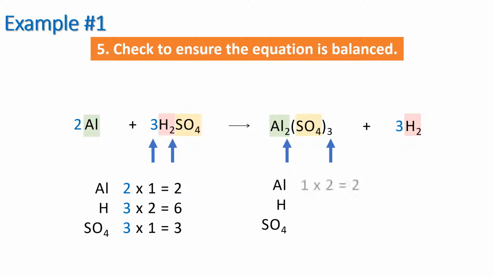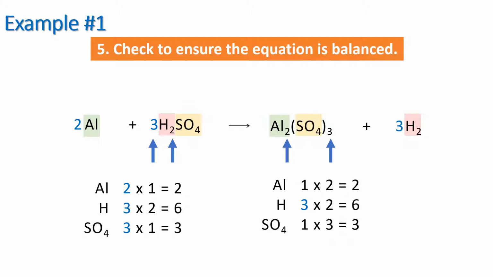Now for the products, for aluminum, it has a coefficient of 1 and a subscript of 2, which gives us 2 aluminum atoms. For hydrogen, a coefficient of 3 and subscript of 2, which gives us 6 hydrogen atoms. And for sulfate, we have a coefficient of 1 and a subscript of 3, giving us a total of 3 sulfate ions. So these are the elements in the products.